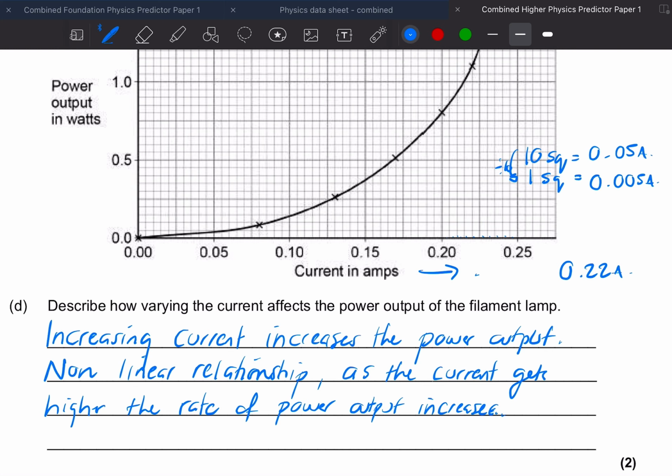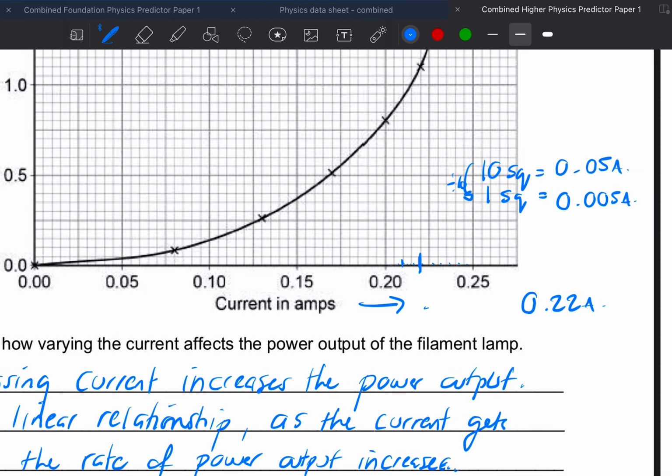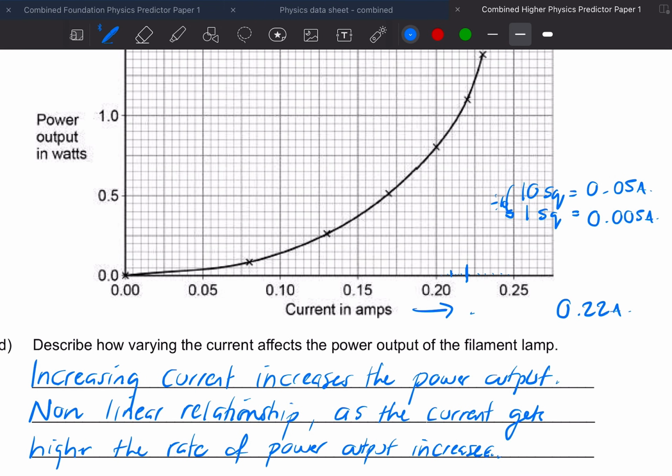So if we are looking for 0.22, that would be 0.205, 0.21, 0.215. So it's going to be there. All right, so that's going to be our point there. So that would be 0.22. All right, let's draw our line up.